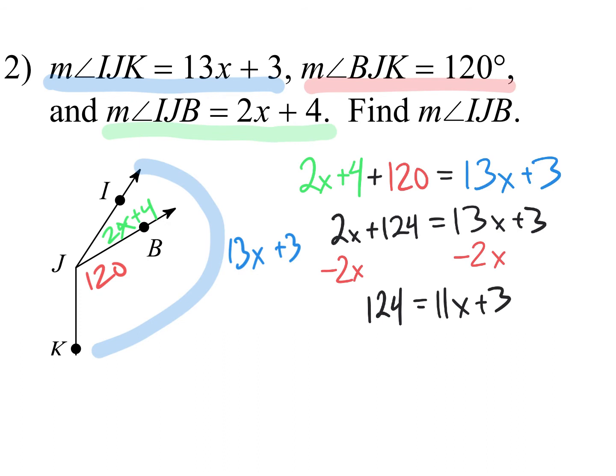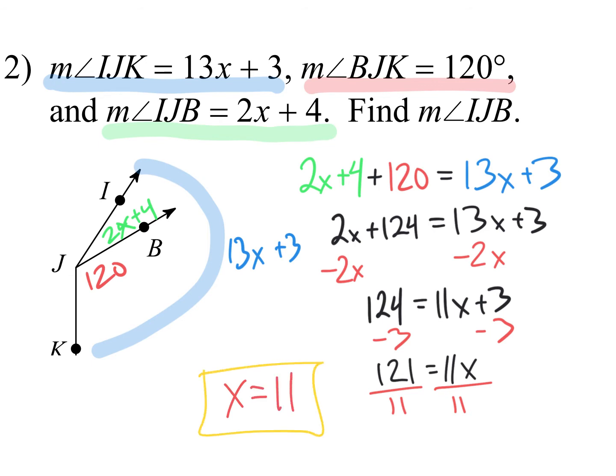And then what do we know? We're going to subtract 3 from both sides, and that's going to give us 121 equals 11x. We need to isolate x, so let's divide both sides by 11. And when we do, we know that x equals 11. Great, but that's not what we're trying to figure out. We're trying to figure out the angle measure of IJB. So we're going to substitute the value of x, which is 11, into 2x plus 4. So let's do that right here.